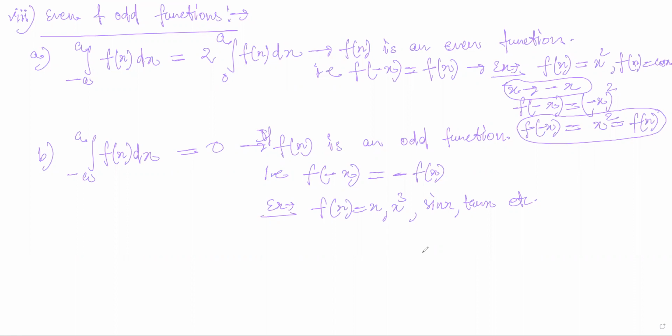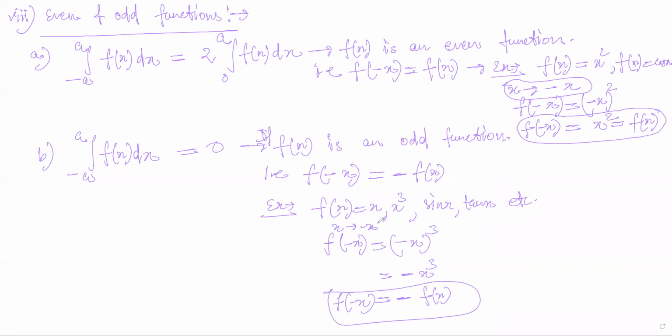And mathematically, how do you check that? Just change your x with minus x. You can take any function, but I'm just talking about x cube right now. If I take x cube, this becomes minus x, the whole cube. Minus x whole cube becomes negative, so it becomes minus of x cube. Hence, minus of x cube was f(x), right? So whenever f(minus x) becomes minus f(x), as soon as you change x with minus x, the function is odd.